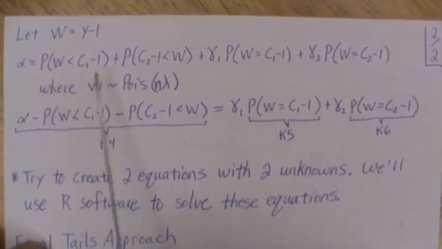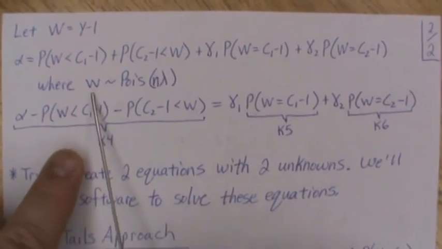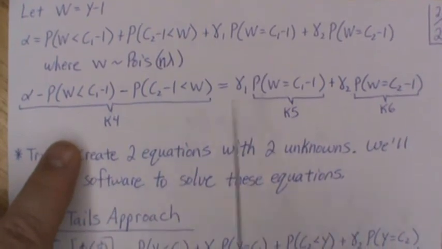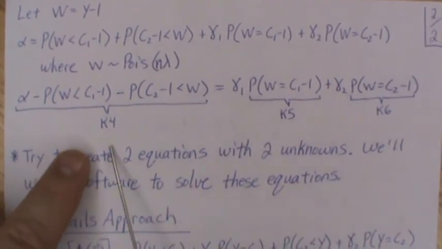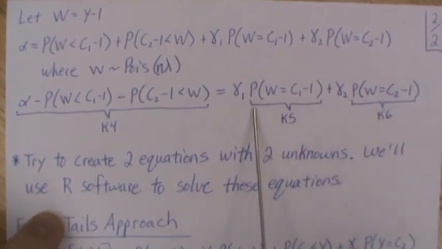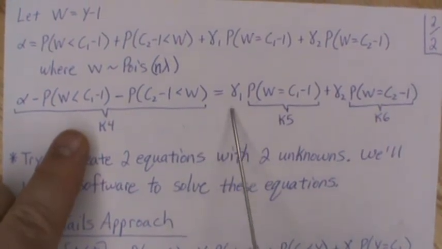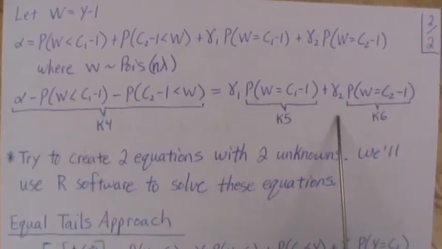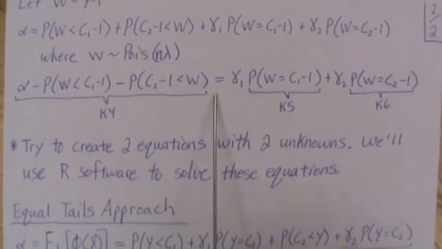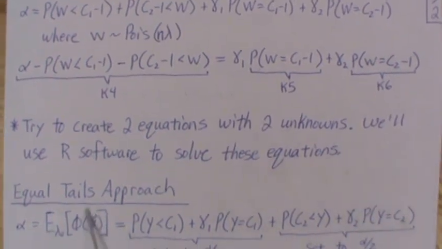Now we subtract this and this to the other side. Oh, and w is now a Poisson in lambda. But these probabilities are a little bit different than the first equation. So we call this K4, K5, K6. And since we've cycled through all the possible C1 and C2 tuples, solving two equations, two unknowns is really a straightforward thing. So what I did here is create two equations, two unknowns, and then we'll use the R software to solve it.